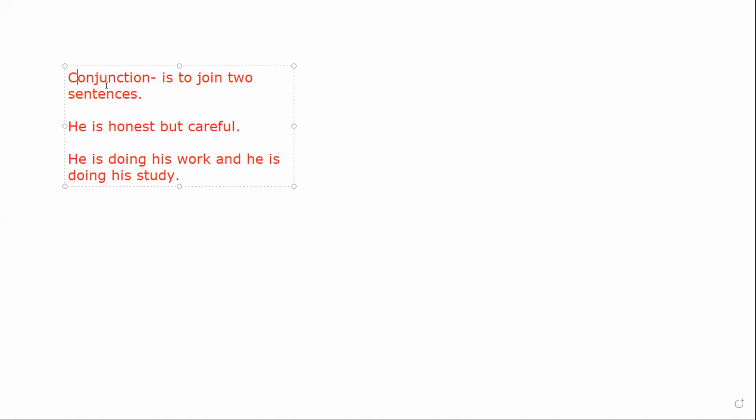So what is the main role of a conjunction? It joins two words or two sentences.